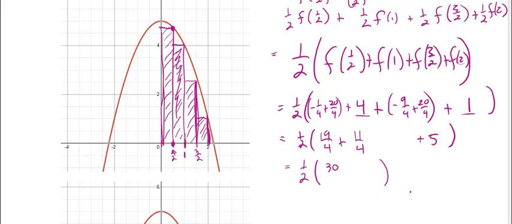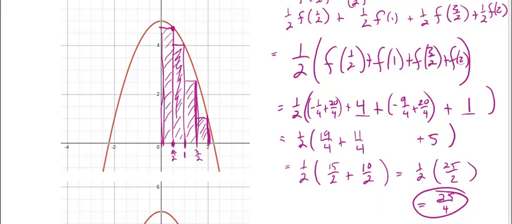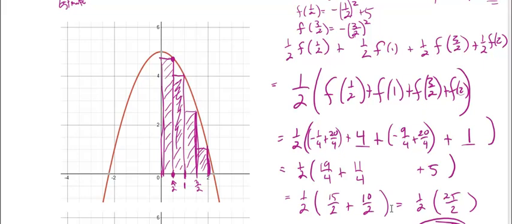That's 30/4, which will reduce to 15/2 plus 5, which is 10/2. So I got 1/2 times 25/2. And my final answer is 25/4. Ugh, a lot of work with arithmetic there, but let's go back to the main purpose of that problem.